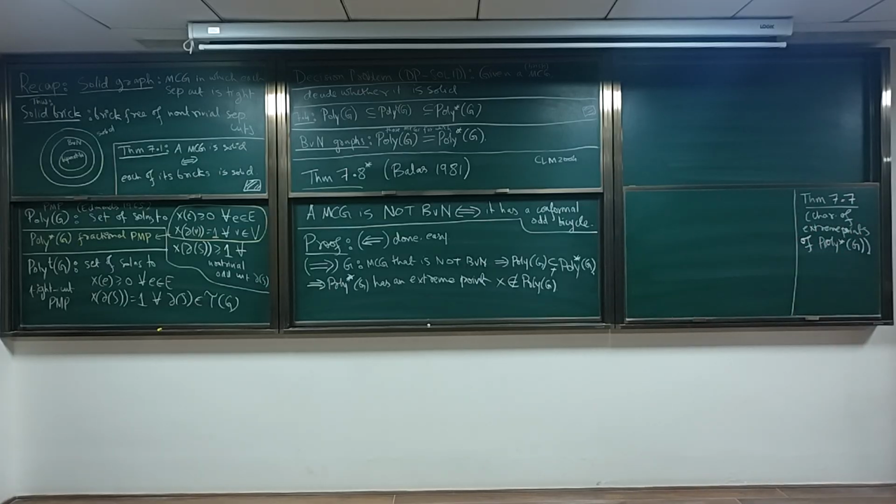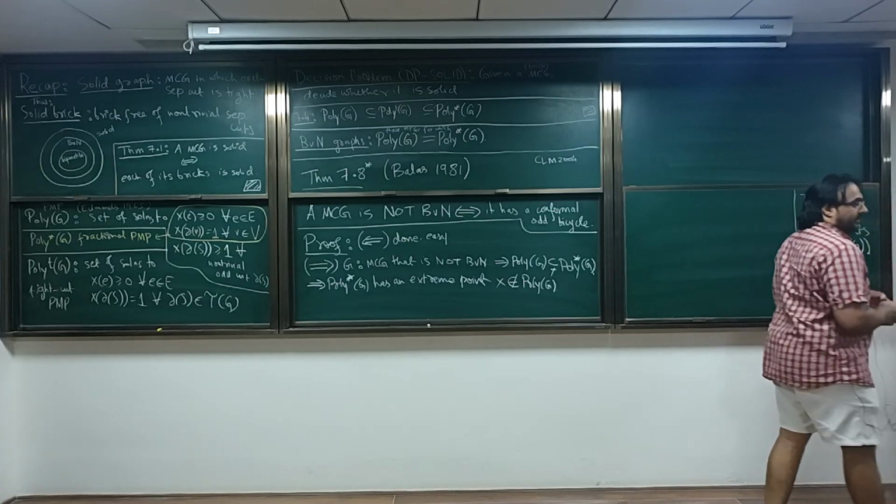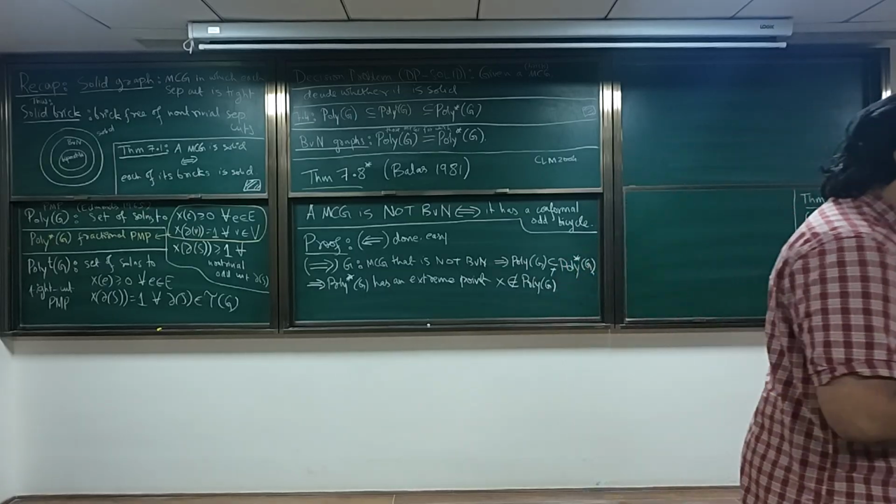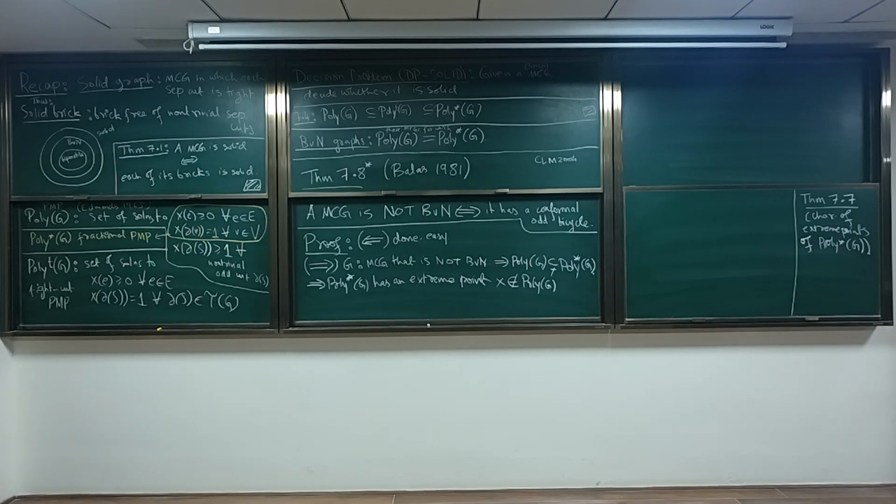Basically what it says is that you take any extreme point, you look at its support, it's just going to be a bunch of odd cycles and a bunch of K2s. Now it's not easy to deduce further that the K2s will have 1s and the odd cycles, all edges will have halves. There is no other way to complete things, right?